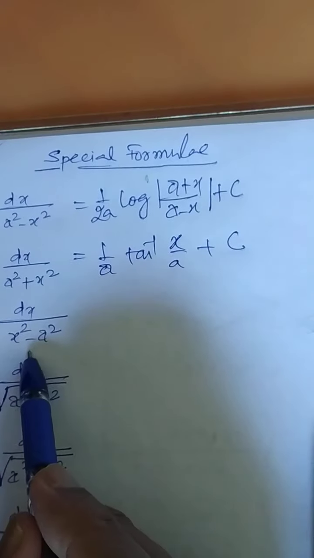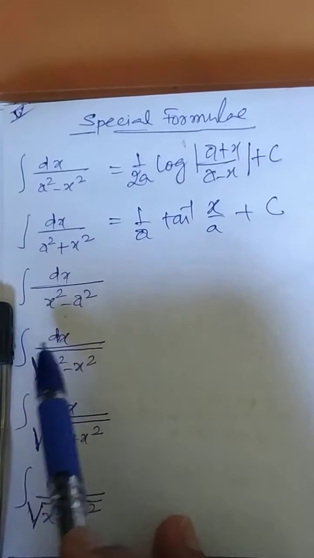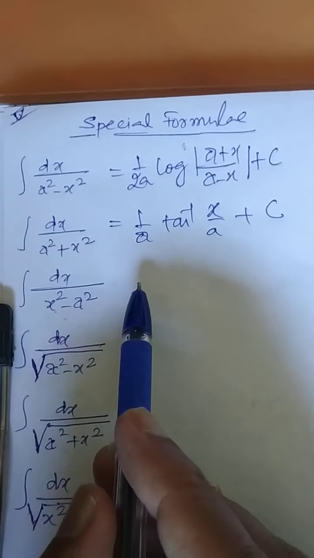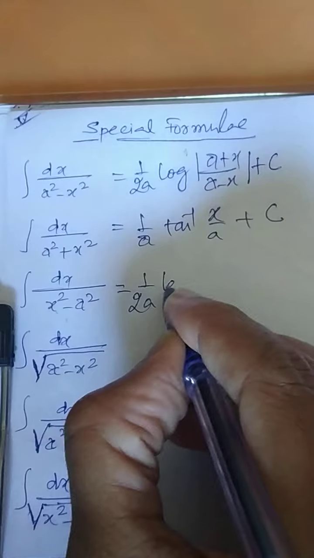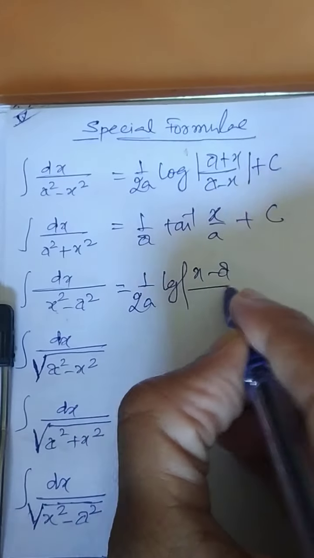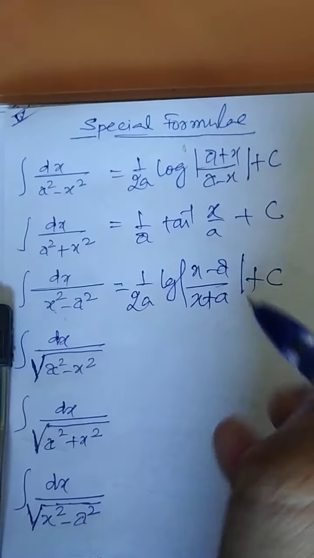If you ask me, this is on the line of this only. What to do? Take a factor x plus a, x minus a and arrange 1 by 2a outside. You will get the same type of answer. It will be log of x minus a upon x plus a. That is the third one.